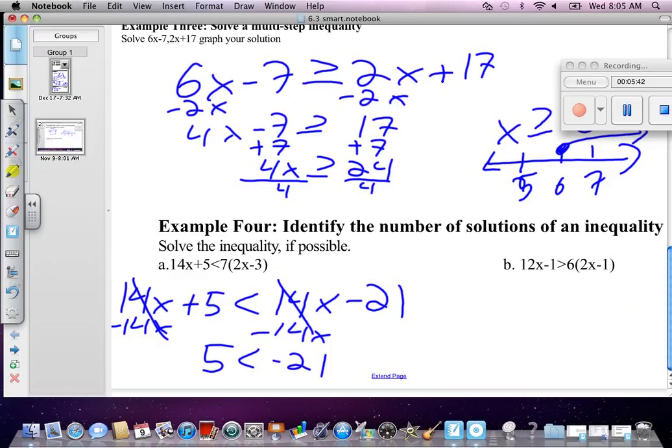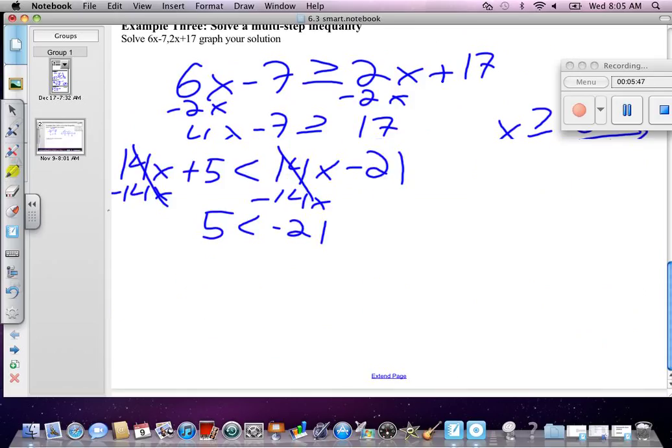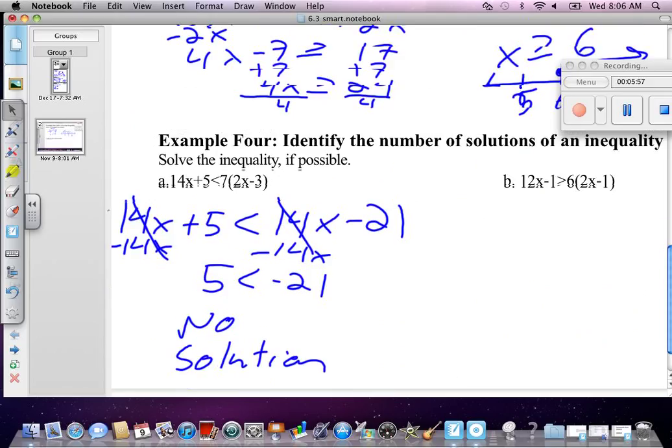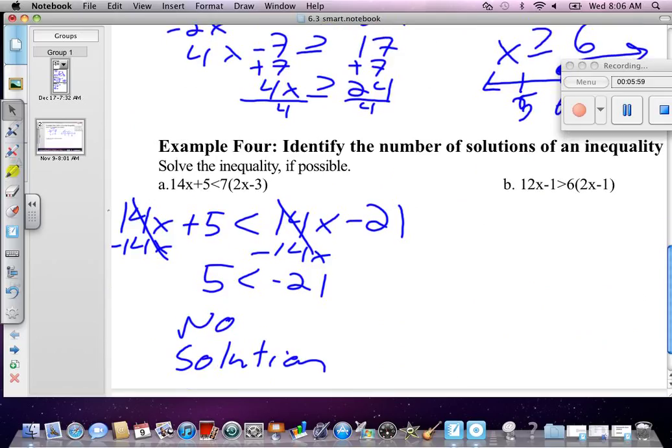What would we call this? No solution. Okay? It is a no solution problem because is 5 less than negative 21? No. That's why we know it's no solution. Let's look at the next one.